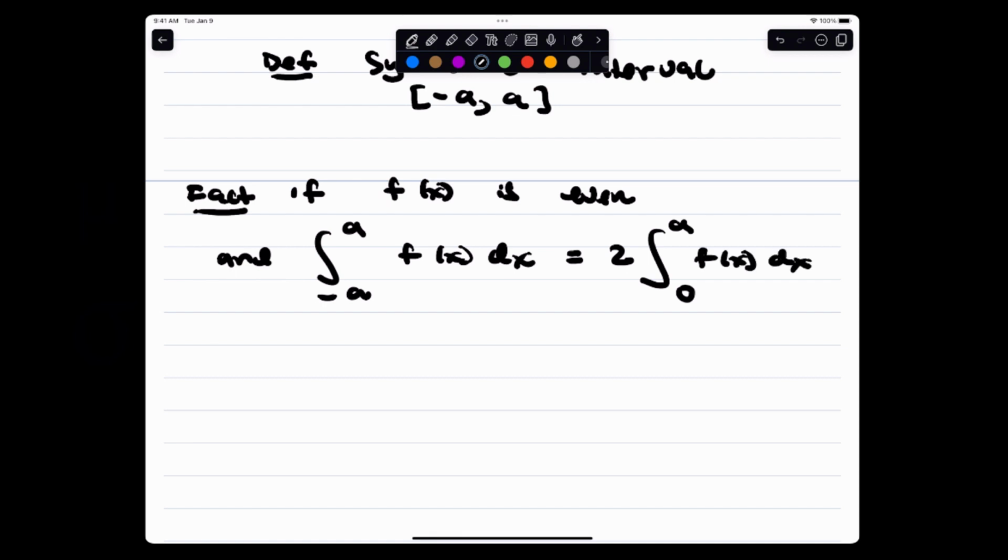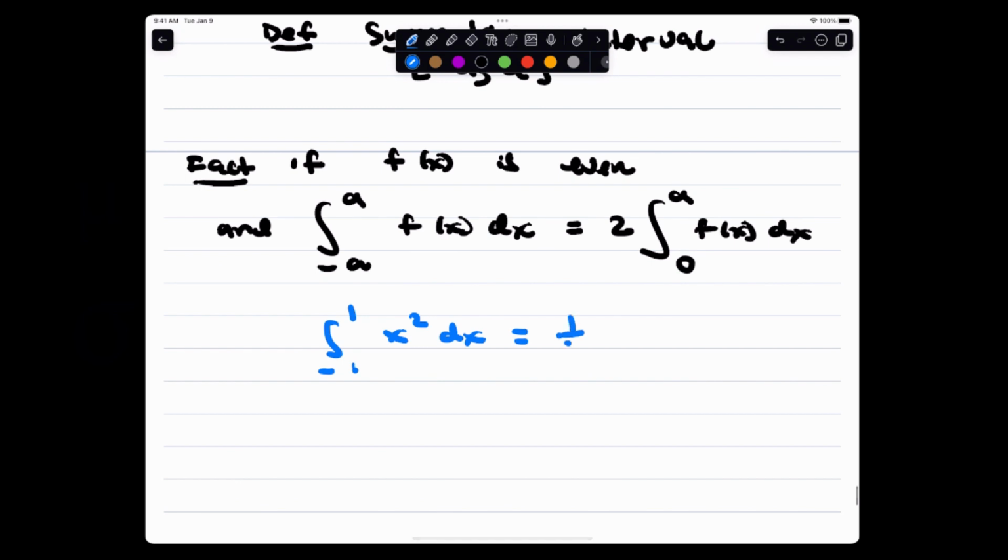The simplest example I can give you guys: if they say, can you integrate from negative 1 to 1 a nice even function, x squared? All right, what's an even function? Let me see, do I even have it right? Isn't that 1/3 x cubed?